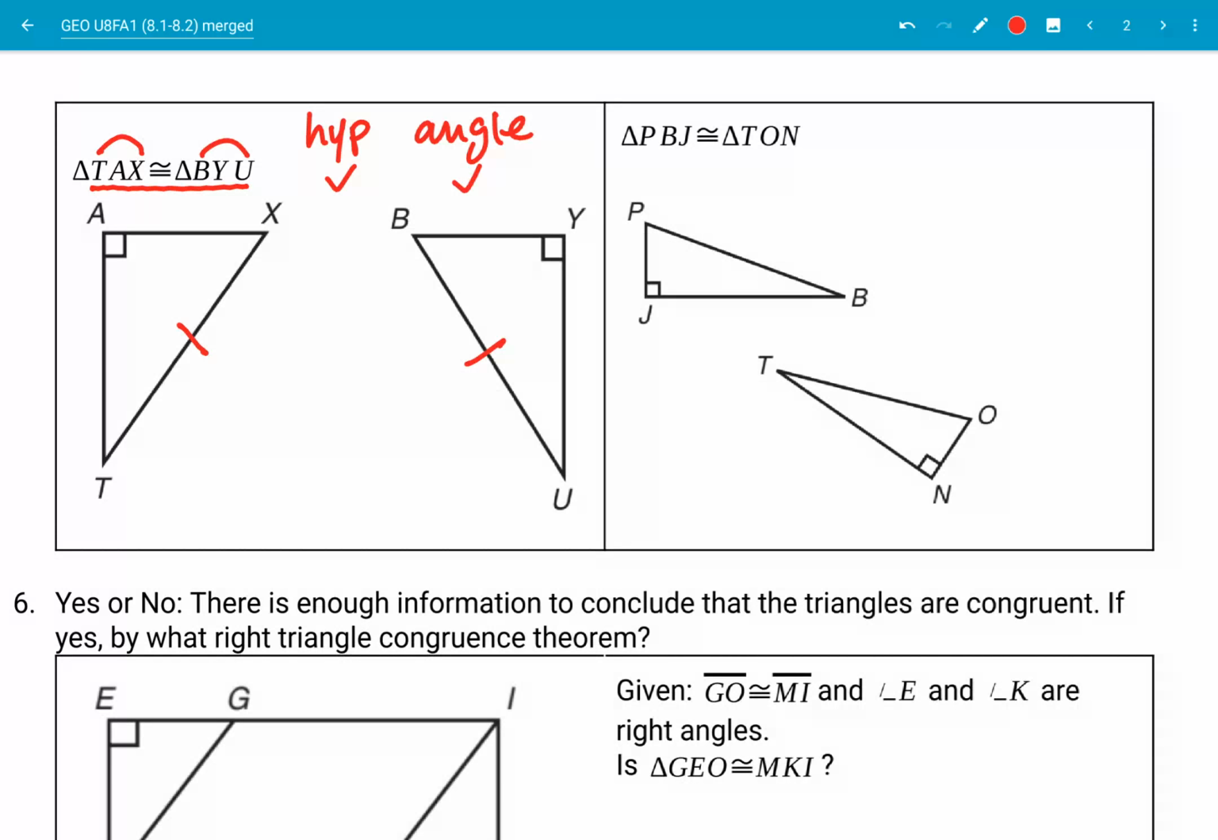Okay, so let's choose angle T. Angle T is the first letter in the congruent statement, which means angle B is the congruent angle on the other triangle. It doesn't look that way in the picture. It looks like these two triangles are just reflected. But remember, we use the congruent statement to determine which angles are corresponding and which sides are corresponding.